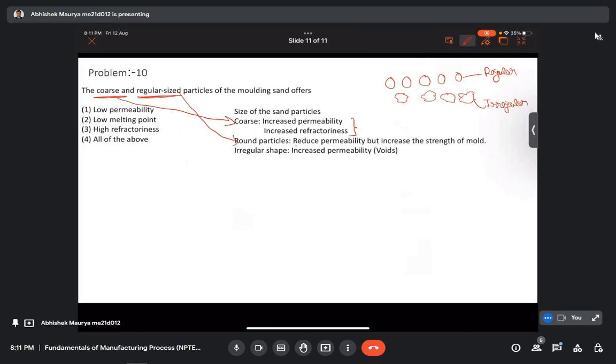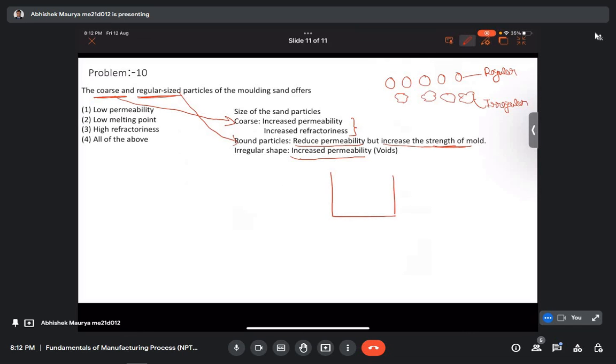What they do is they reduce the permeability, but they increase the strength of the mold. But with irregular shape, the permeability of the mold gets increased, but we lose the strength.